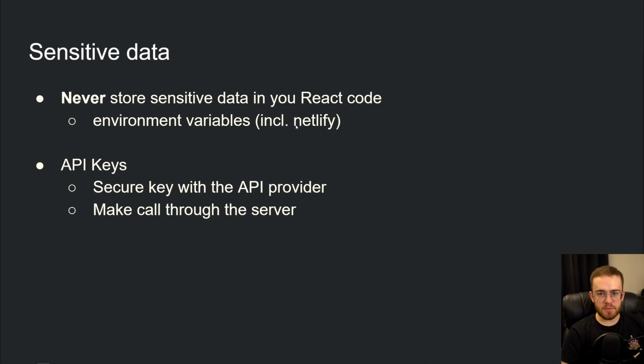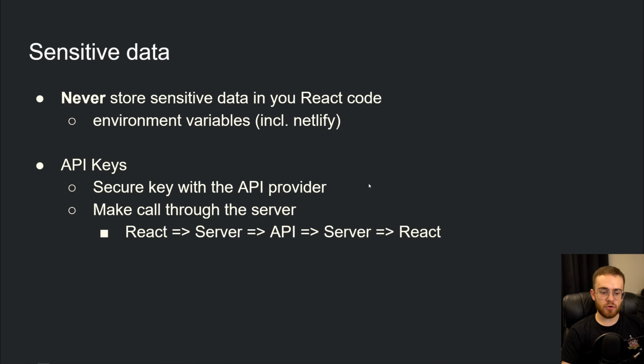But there are essentially, most of the time, two ways you can secure your API keys. So you can secure your key with the API provider. For example, if you're using the Google Maps API, they allow you to protect the API key, where it essentially says that it's only allowed to be used on a certain domain. So even if someone else would steal your API credentials and try to use them for their own application, with of course another domain name, it will not work. So that's one way. And another way is to make a call through a server.